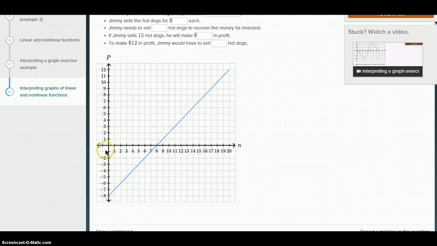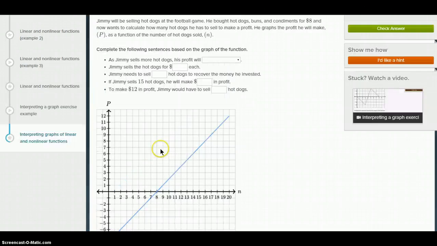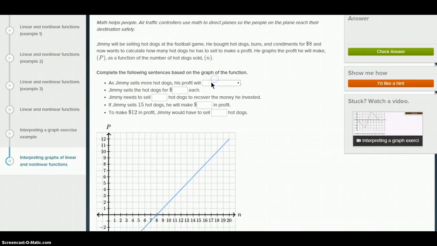So he spends money just to get all the ingredients. So he buys hot dogs and buns and condiments and all that stuff. So he spends $8 to do that, it looks like. And so he won't make that money back until he sells 8 hot dogs, because it looks like he's selling them for $1 a piece, because the slope of here is 1. Okay, so that's what this is saying. So every hot dog that he sells after 8, it will increase his profit by 1. Alright, so if he sells more hot dogs, his profit will increase.